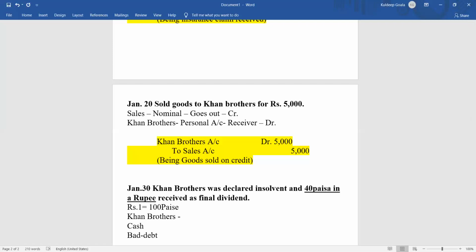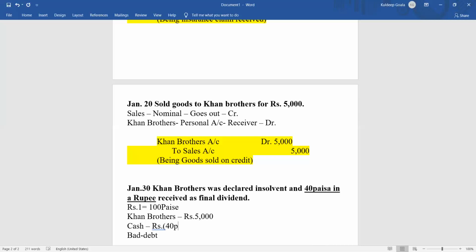Okay. Then what is the amount of Khan Brother? For Khan Brother, we have to take the total amount. Why, you know? Because we have to close his full amount. What was the amount due from Khan Brother? It was 5,000 rupees, right? We were supposed to get 5,000 rupees from him. So now we are not going to get it, so just close that. And cash, how much will I get? Cash I will get 40 paisa in a rupee, right? That means 40 by 100.